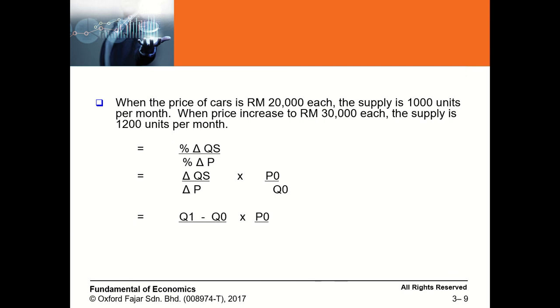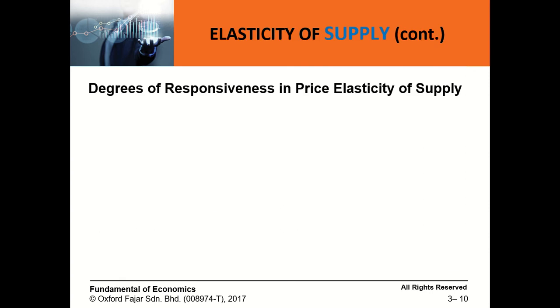Now according to this answer, it says that the answer should be 0.4, and 0.4 is smaller than 1. Therefore you need to interpret the 0.4 according to the degree of responsiveness in price elasticity of supply. So elastic can actually be found when the answer that you calculated just now is bigger than 1. Okay, therefore it is called elastic.